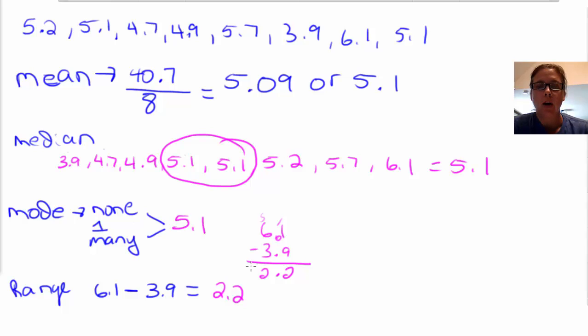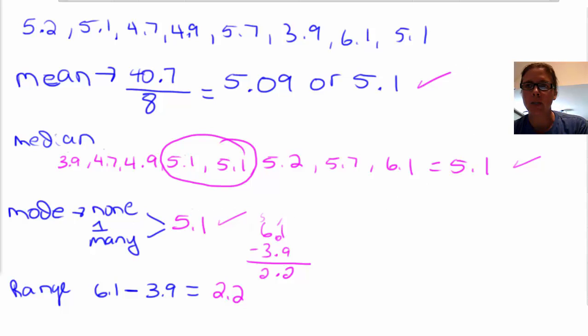Okay, so now in your book, it might ask you what is the best representative of this data. Well, it's all around the 5 mark. So you could say mean, median, and mode. The range would be a no, because that doesn't really give you a good data point. So any of those answers would be fine.